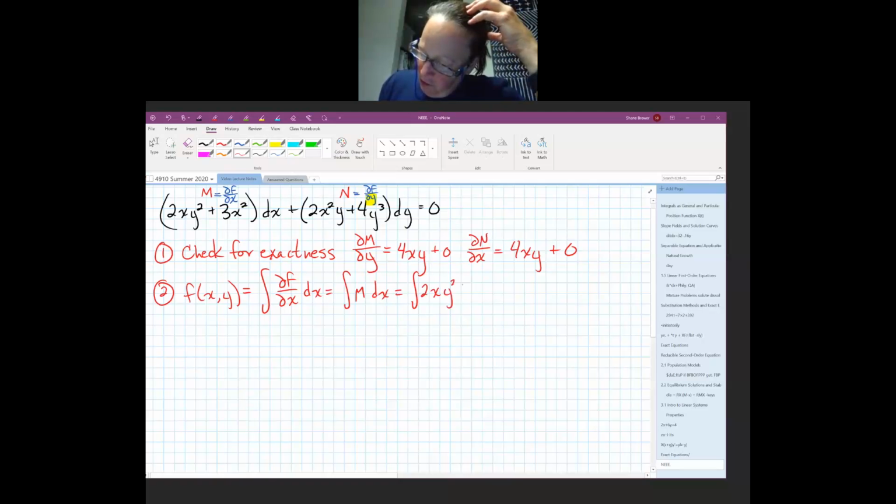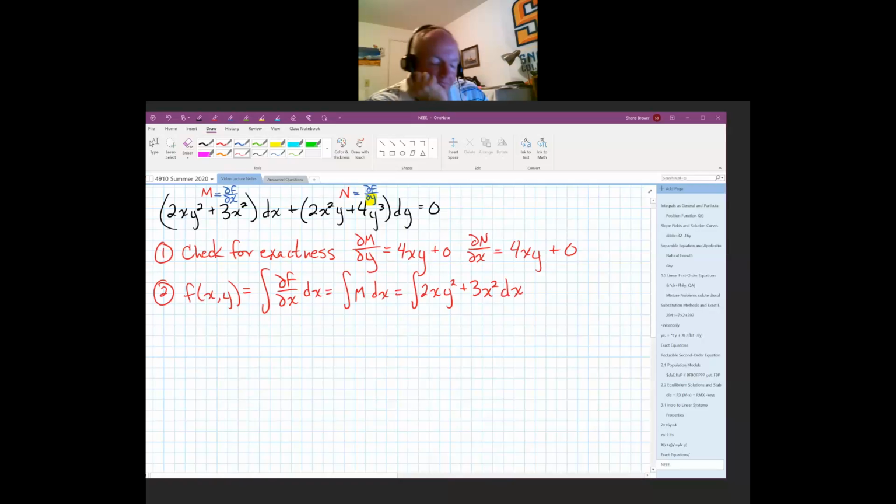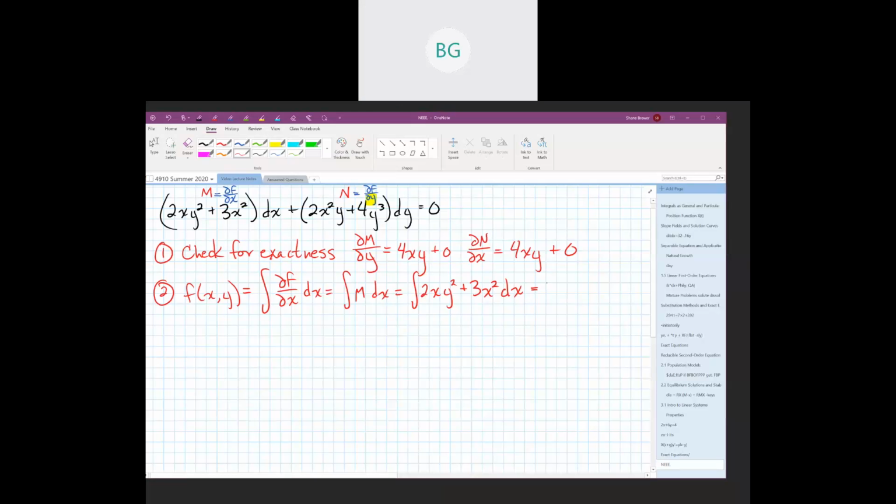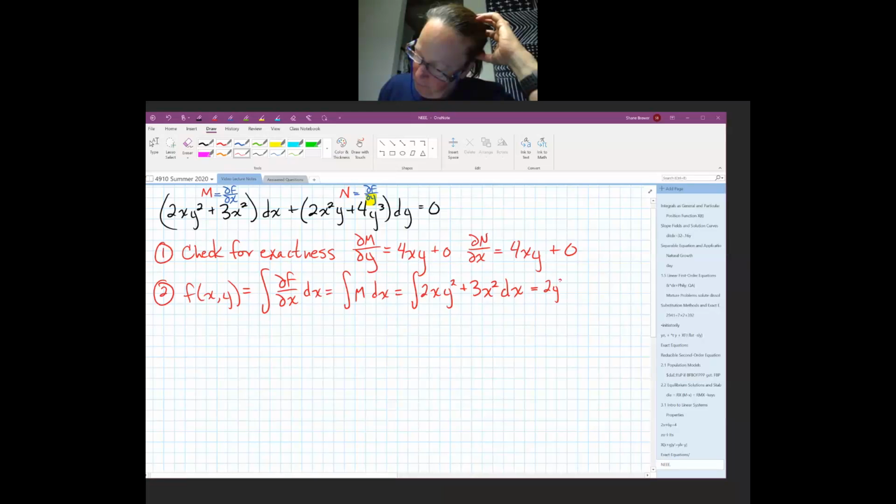So we're going to integrate m. Okay. So we're going to integrate 2xy squared plus 3x squared dx, right? Yes. With respect to x, yes. Yep. Okay, so we're going to get x squared, right?